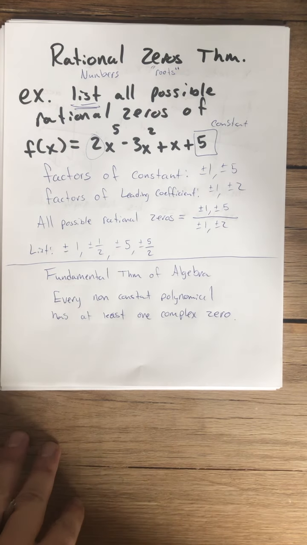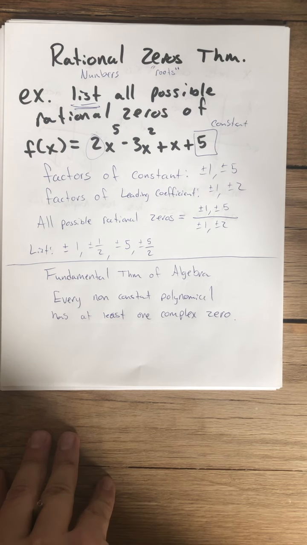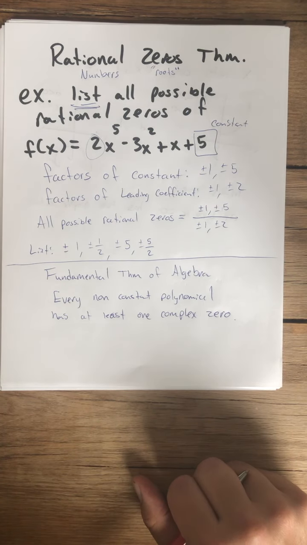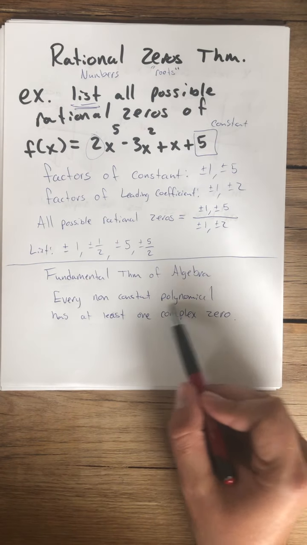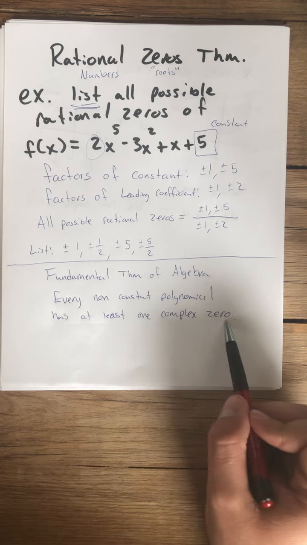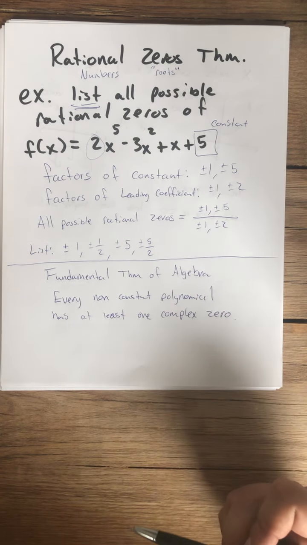Now, if it's a pure imaginary, b would not be 0. So a pure imaginary would be if a is 0, like a plus bi, 0 plus 3i, or something like that. So this means zeros that include i's and zeros that don't have i's, which means just real numbers.